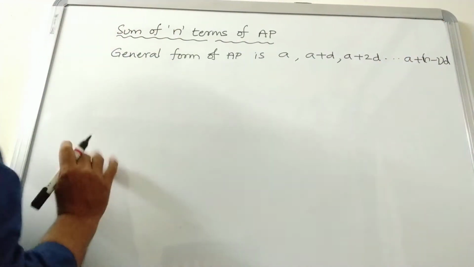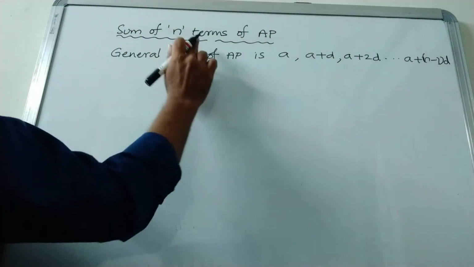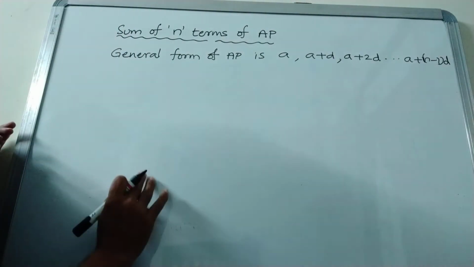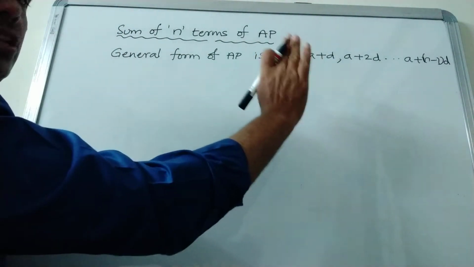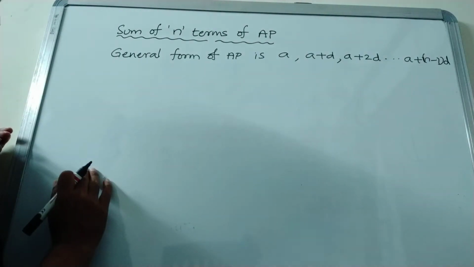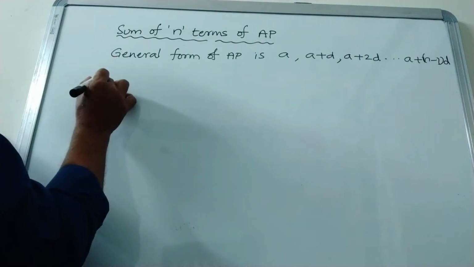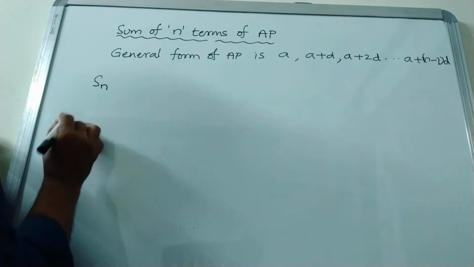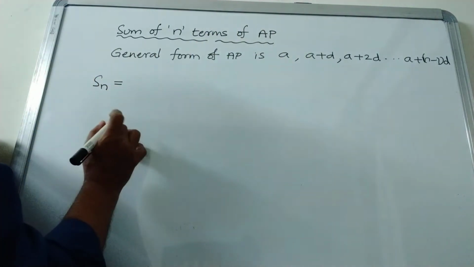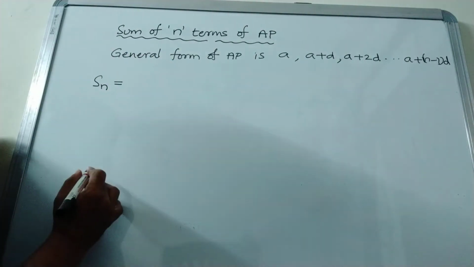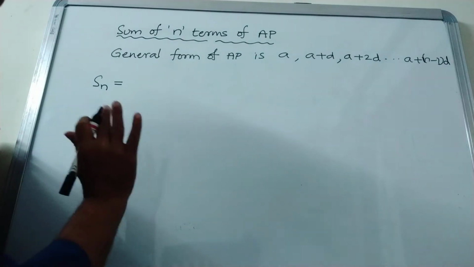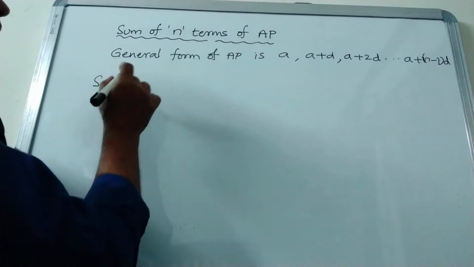Yes. So what we are going to find out here is the sum. Sum means what? Plus. We have to add all these terms. So we will denote this as Sn. Sn is nothing but adding all these terms. I am writing it once. If you have a doubt, you can ask me later.